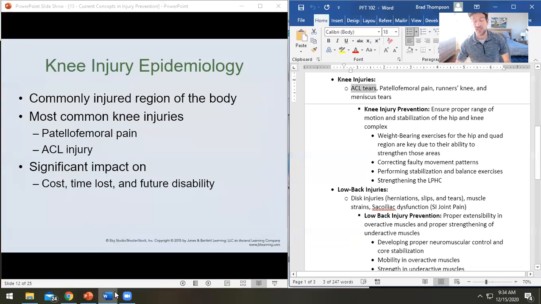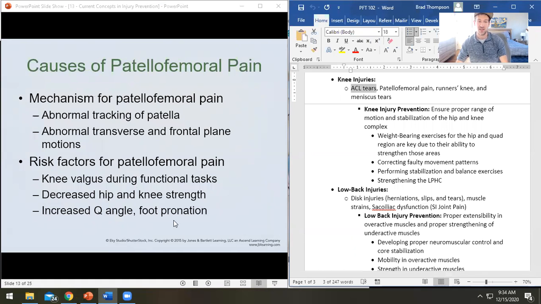The most common is definitely the ACL, and that's where someone will plant and they'll twist, and that twisting is what causes that ligament to detach. So very expensive, very time costly. This is pretty annoying when this happens. It takes a very long time to come back. Often requires surgery. It's pretty rare that it's only a minor tear.